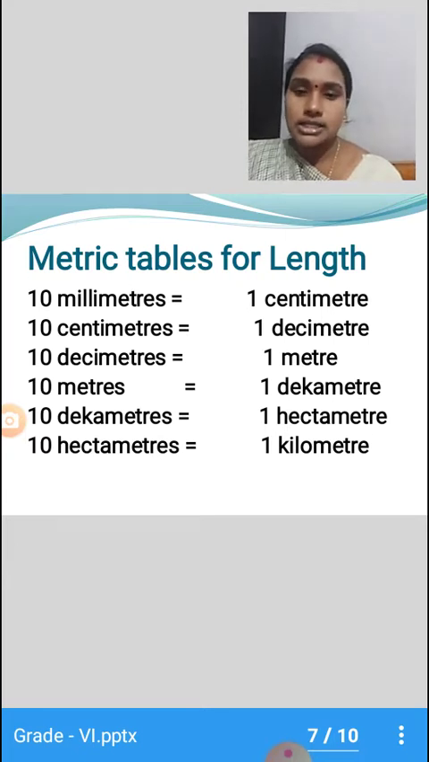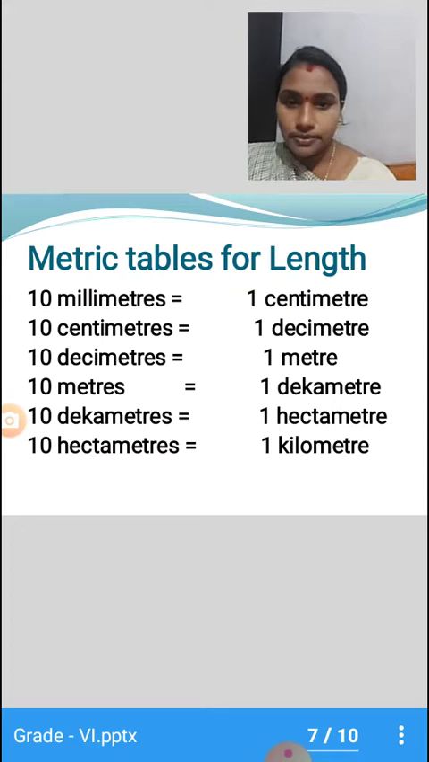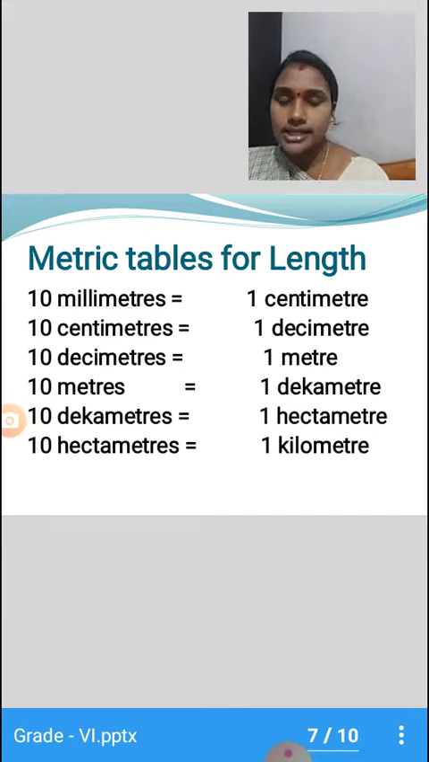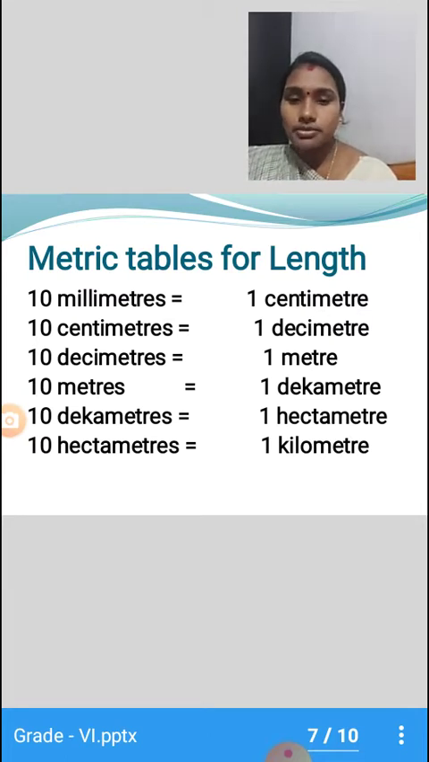10 millimeters is equal to 1 centimeter. 10 centimeters is equal to 1 decimeter. 10 decimeters is equal to 1 meter. 10 meters is equal to 1 decameter.